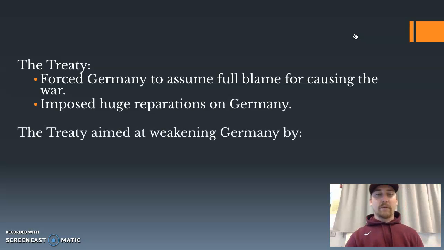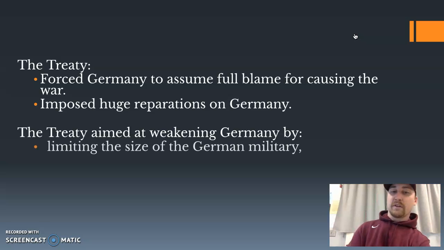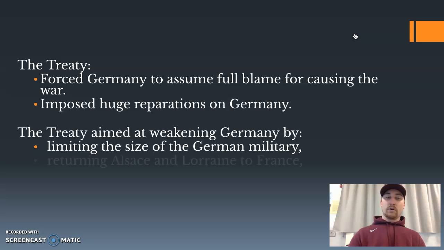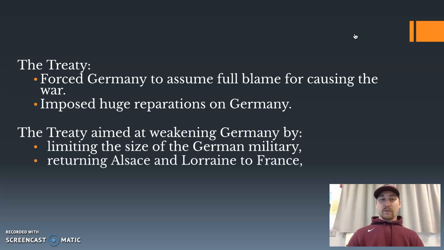So the treaty aimed to weaken Germany by doing a few things, including limiting the size of their military. Because the leaders knew that these sanctions weren't going to be taken lightly by Germany, that they might also become upset by these sanctions, they wanted to limit the size of their military so that they couldn't retaliate or eventually cause another war. Second thing they did was they returned Alsace and Lorraine back to France, which are two cities that neighbor on the French and German border.